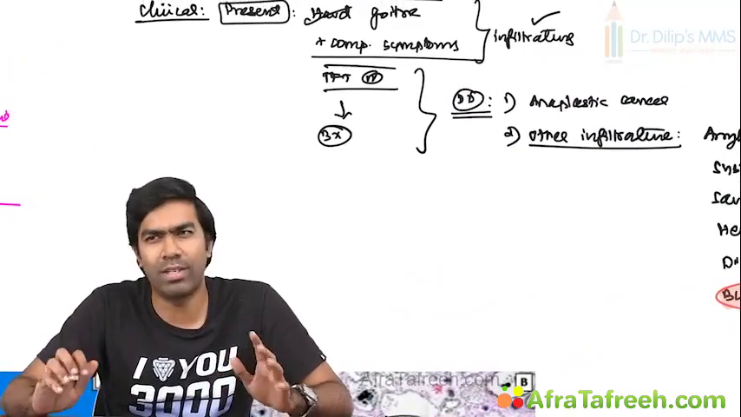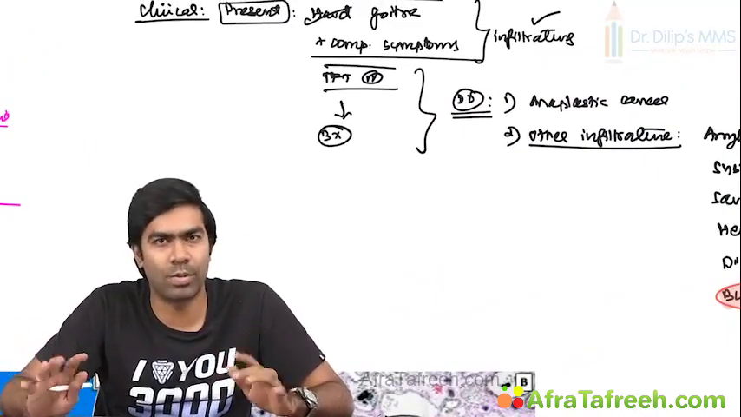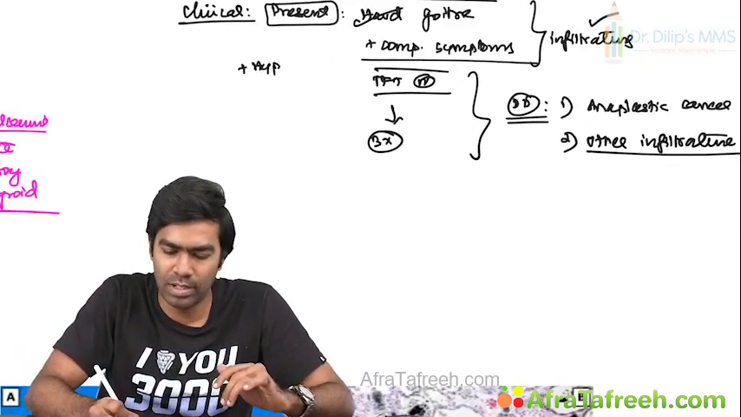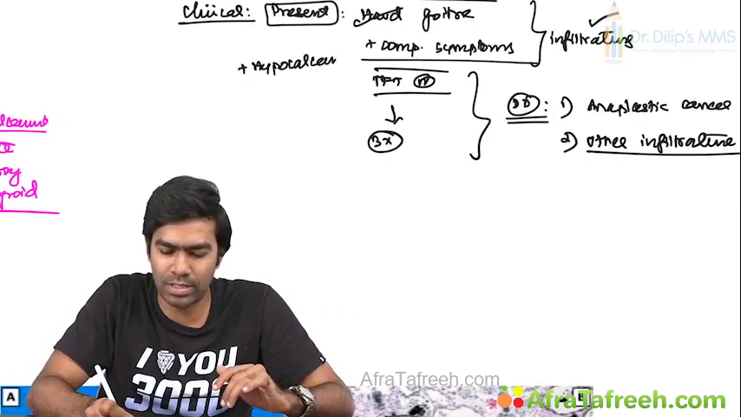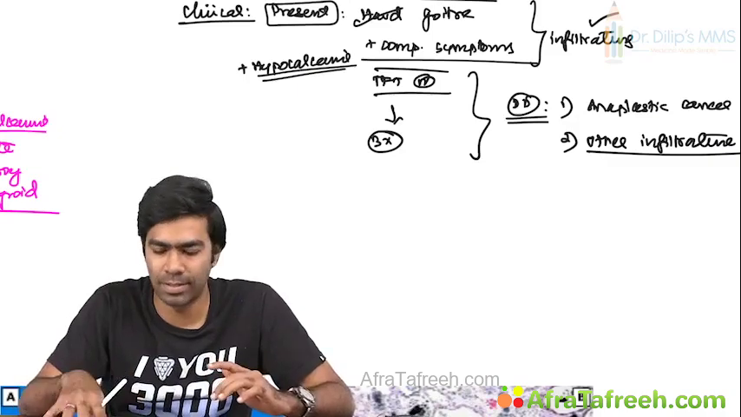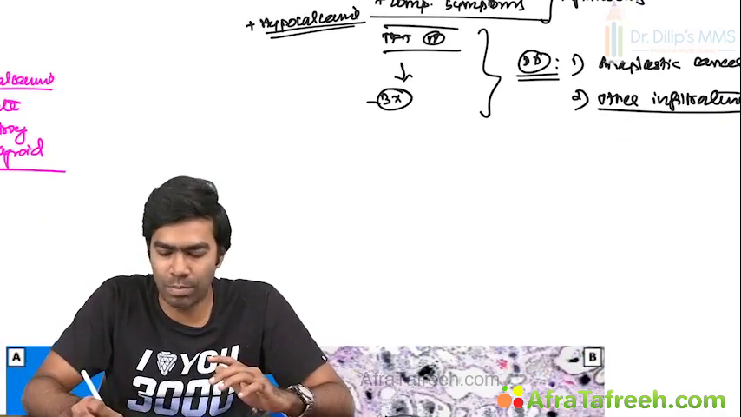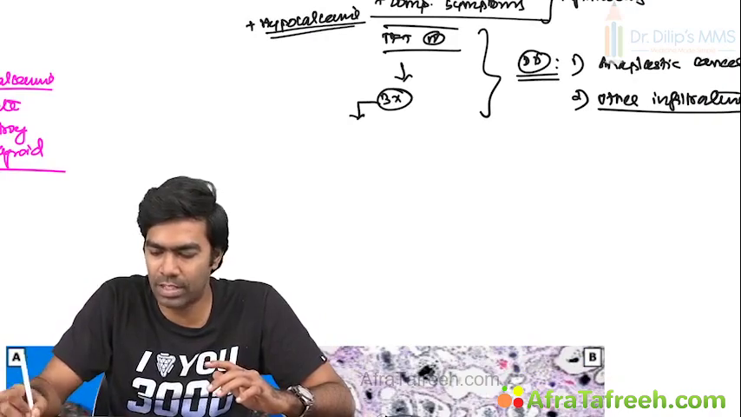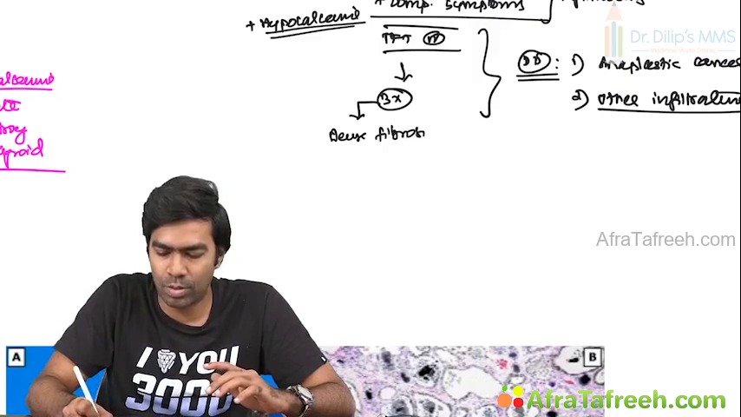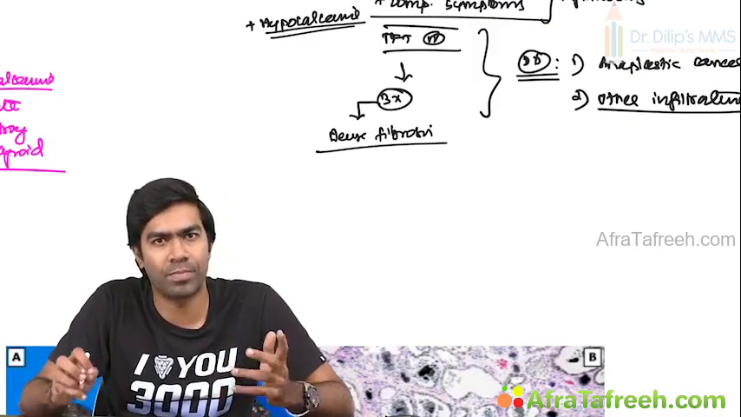But usually we go for Riedel thyroiditis only. Remember, many of the patients may have associated hypocalcemia. Incidence is 10 to 15% due to infiltration of the parathyroid glands. Biopsy is what you're going to do. In biopsy, you're going to see dense fibrosis, as I already told you. Only fibrosis with obliterative venulitis.